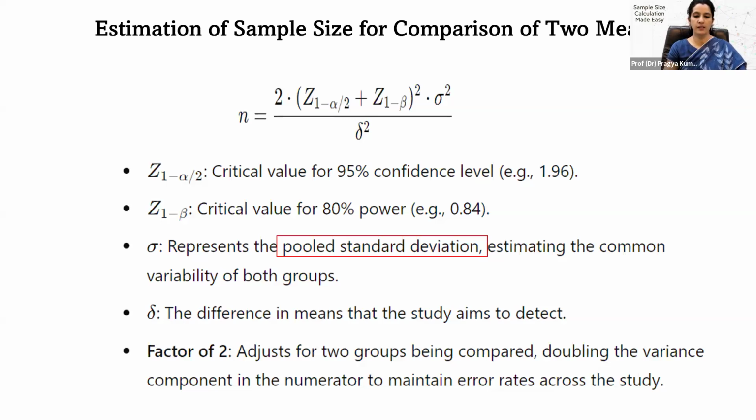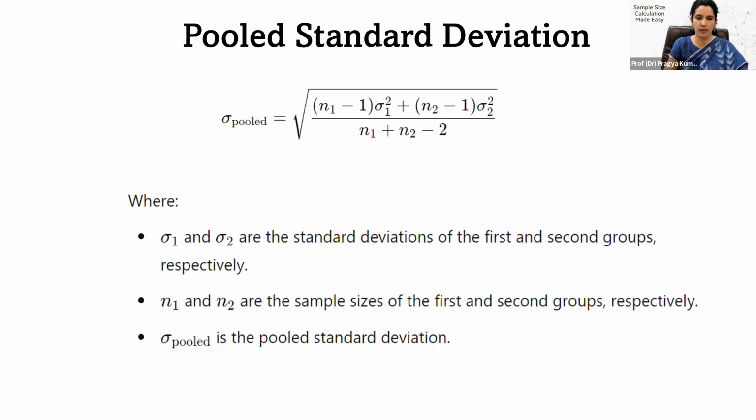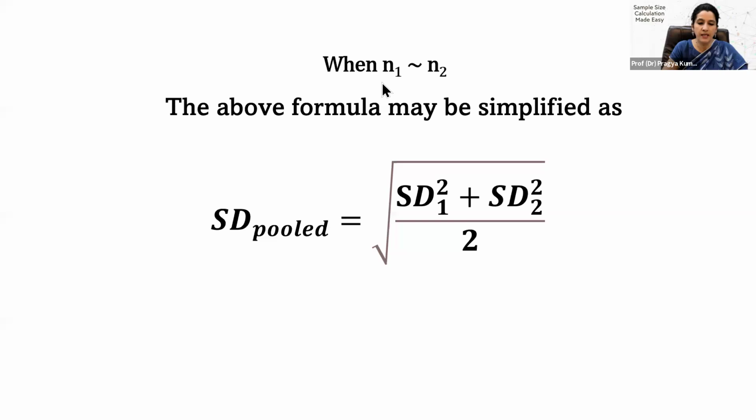So this sigma is the pooled standard deviation. Remember, it is the pooled standard deviation. The formula for pooled standard deviation is the square root of (N1 minus 1) sigma 1 square plus (N2 minus 1) sigma 2 square, divided by N1 plus N2 minus 2. These are the standard deviations of the first and second group respectively. When the sample sizes N1 and N2 are equal in both arms, this formula may be simplified as the square root of (SD1 square plus SD2 square) divided by 2.